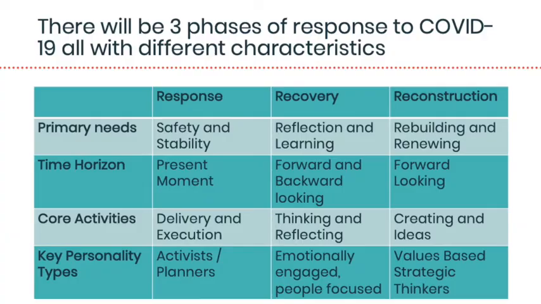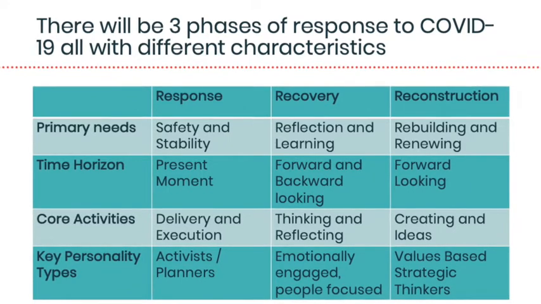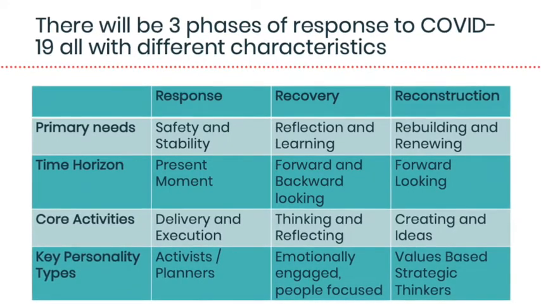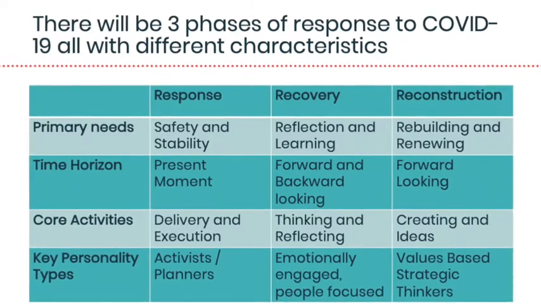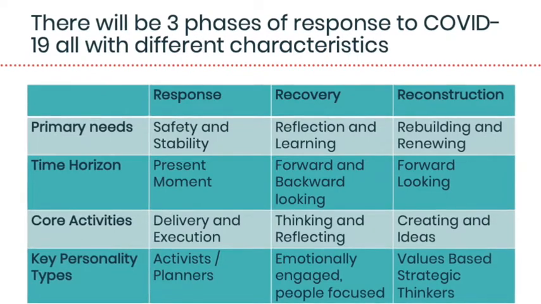So the first one, S, is for the stages, and we've already talked about those: response, recovery, and reconstruction. And as you'll see from this chart, each of those phases has their own unique characteristics. So in response, we're thinking about safety and stability, we're thinking about the present moment, we're thinking about saving lives, we're thinking about delivery and execution and moving fast, and it's the activists and planners who are really engaged in that.